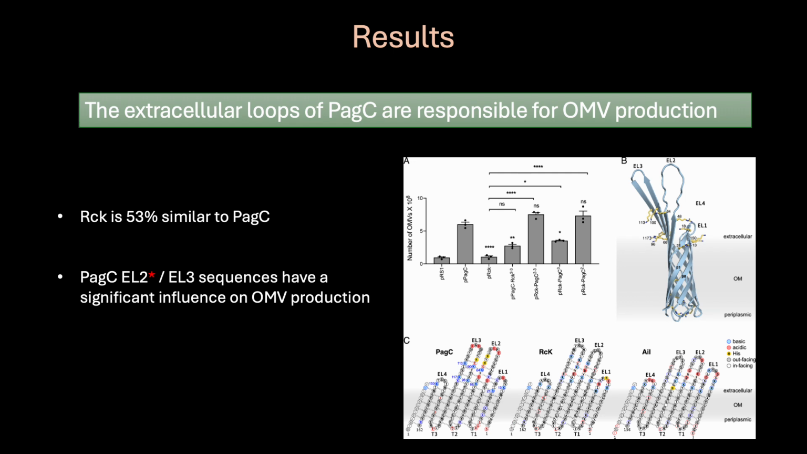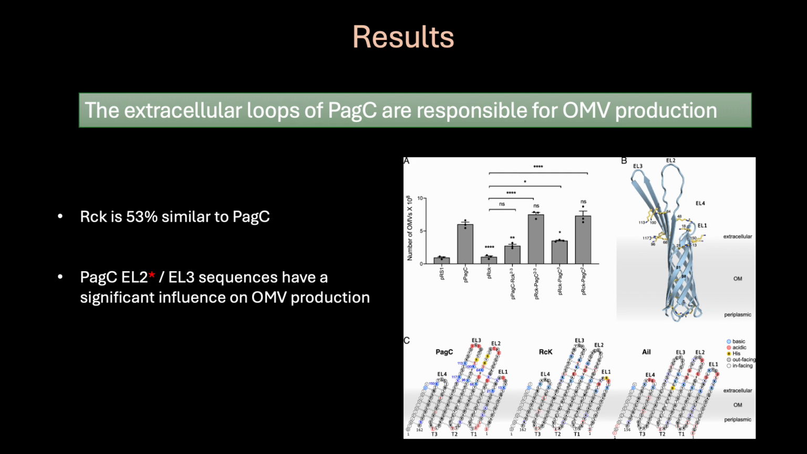PRS1, shown first, is the empty plasmid and serves as the negative control. PPAG-C is the plasmid-encoded PAG-C, which is the wild type, followed by plasmid-encoded RCK, then plasmid-encoded PAG-C RCK23 chimera, in which the EL2 and EL3 sequence of PAG-C was replaced with RCK's EL2 and EL3 sequence. The fifth one is the plasmid-encoded PRCK PPAG-C23, in which the EL2 and EL3 sequence of RCK was replaced with the EL2 and EL3 sequence of PAG-C.